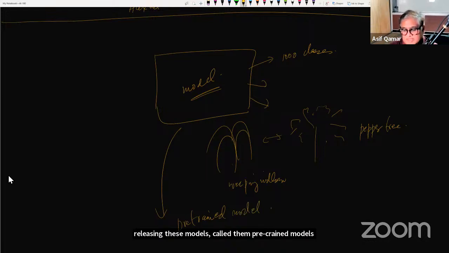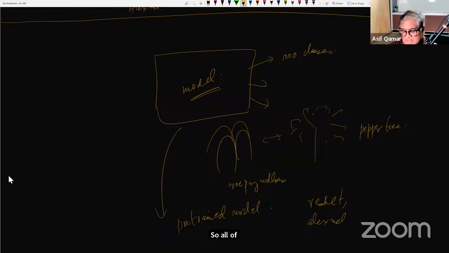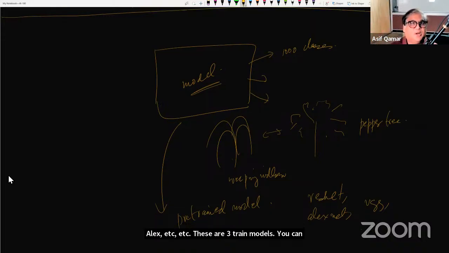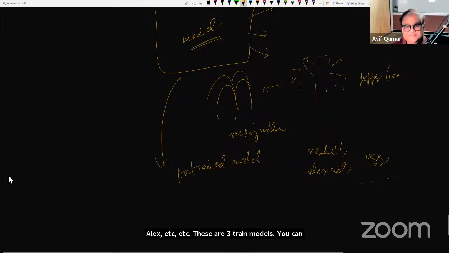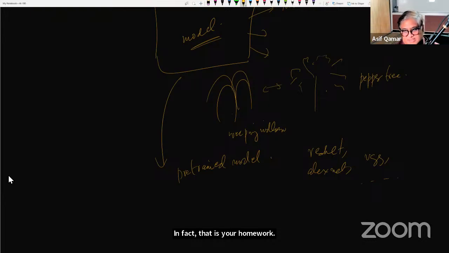So all of these, your ResNet, AlexNet, VGG, etc., these are pre-trained models. You can download them, and then you can further tune them on your problem. In fact, that is your homework now. Take one of these CNN models, fine-tune them to distinguish between pepper tree and the weeping willow. Are you together? And see what it leads to.